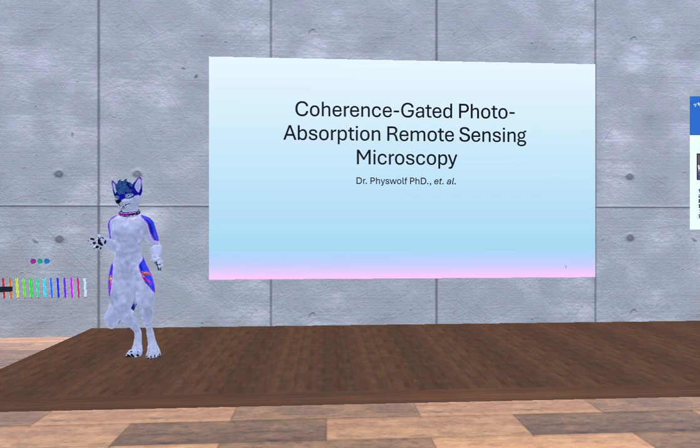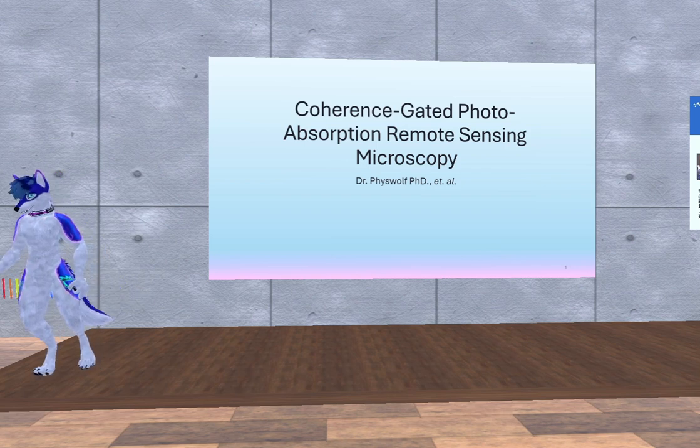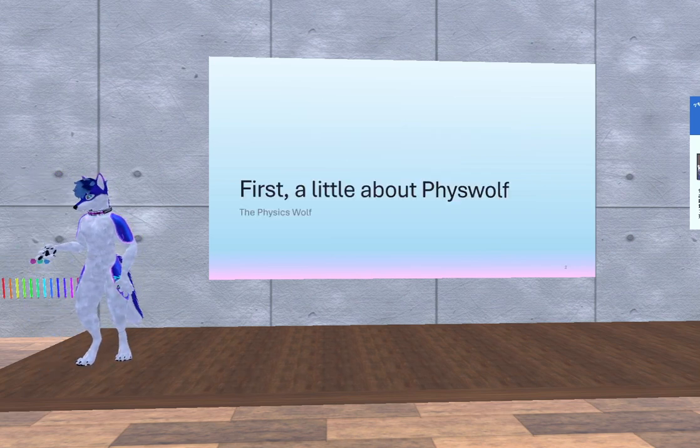Also, fun fact, you don't always get things right in science. This is a great example. There's nothing in here that we don't think will work, but certainly some of the fundamentals I think we got wrong. But we'll touch on that as we get to it.